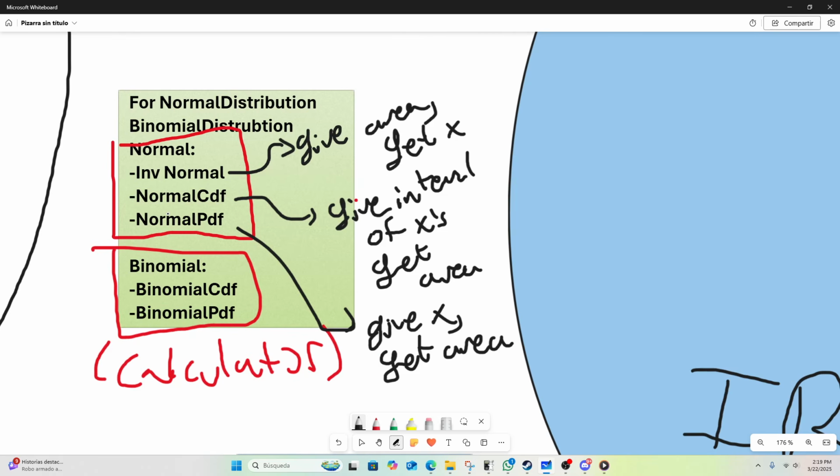Normal CDF is more like, of my babies, which of them weigh between, I don't know, 1 and 2 kilos. I'm making it up, I don't know the actual weight. You plug in between 1 and 2, you get the area. Binomial is a similar idea. CDF is also for intervals, so that repeats. And PDF is also for give a value, get the area. So the CDF and PDF logic is the same.